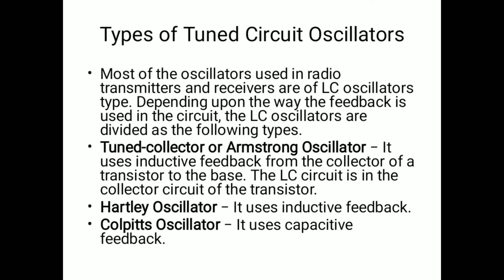Now, in this topic, we have seen that oscillators are of different types: tuned circuit oscillators, phase shift oscillators and crystal oscillators. In this topic, we will be discussing tuned circuit oscillators. Most of the oscillators used in radio transmitters and receivers are of LC oscillator type, and they are basically divided into three types.